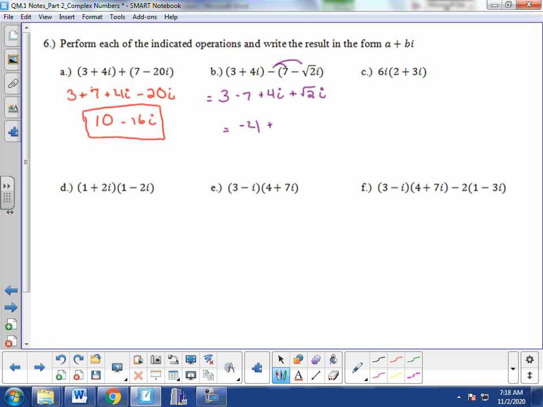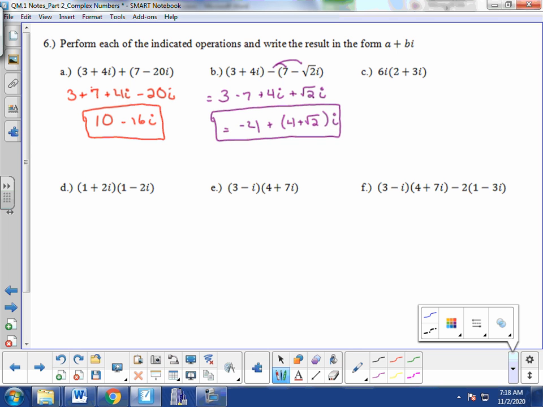So how I'm going to represent this is I'm just going to put 4 and root 2 together in a set of parentheses, and then i afterwards. And this would be my final solution here. So I would have my a value there, my b value there, and then i at the end.